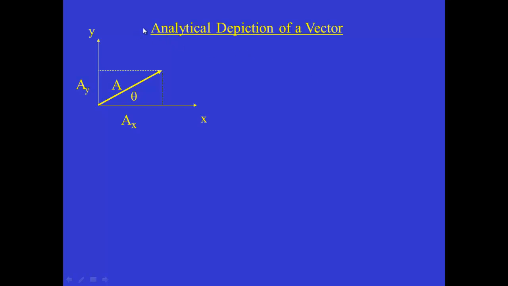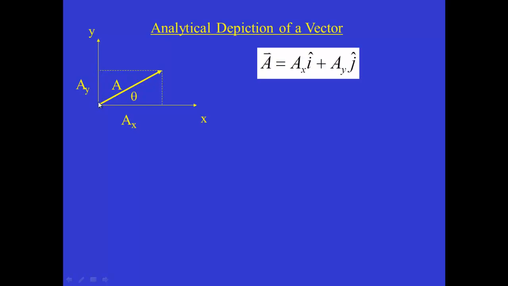Analytically, and this is the second method of describing vectors, we might take this vector A and introduce a coordinate system. When we introduce a coordinate system, it specifies in a very clear way the direction and the magnitude of A, because we can define the angle theta that A makes with the x-axis. And we also would realize that A could be specified by what we call its components. A sub x is that portion of A that lies along the x-axis. A sub y is that portion of A that lies along the y-axis.